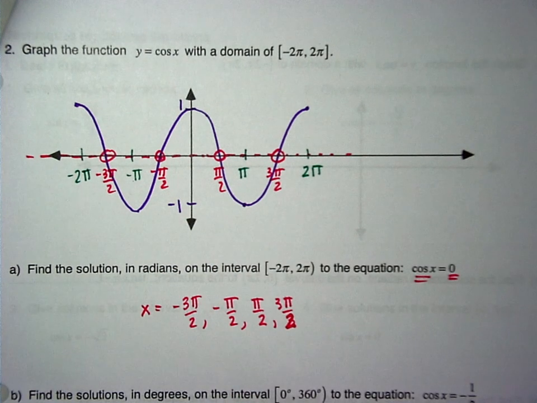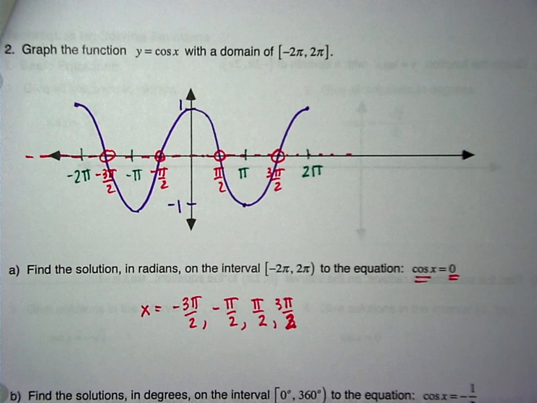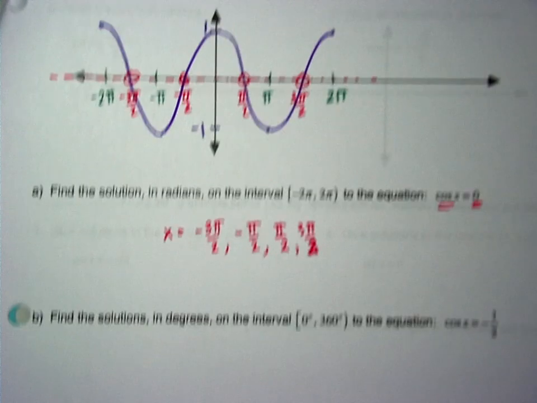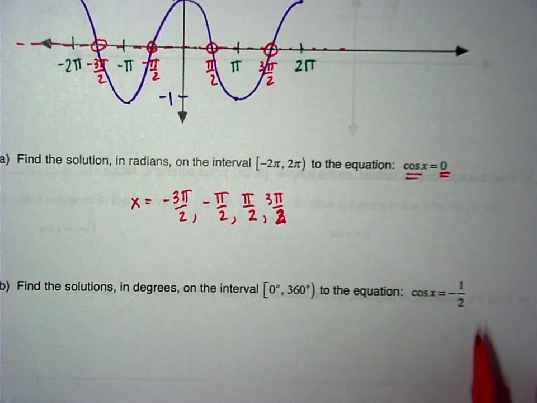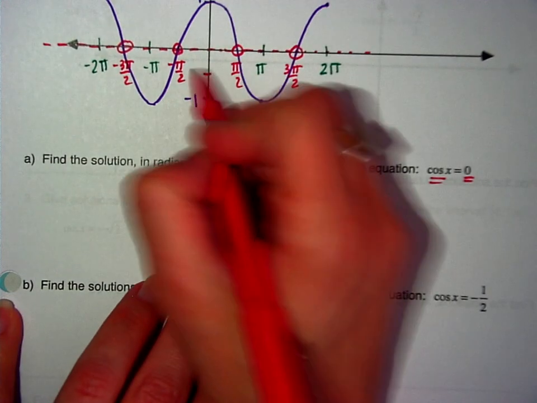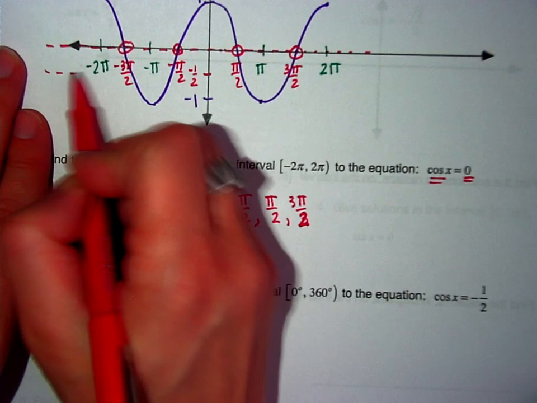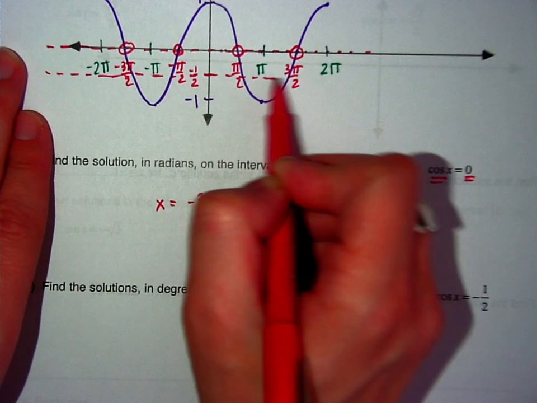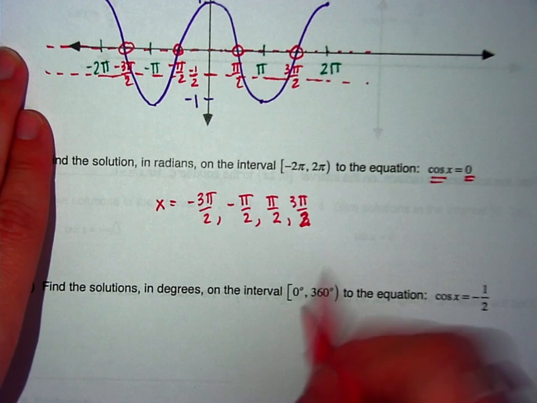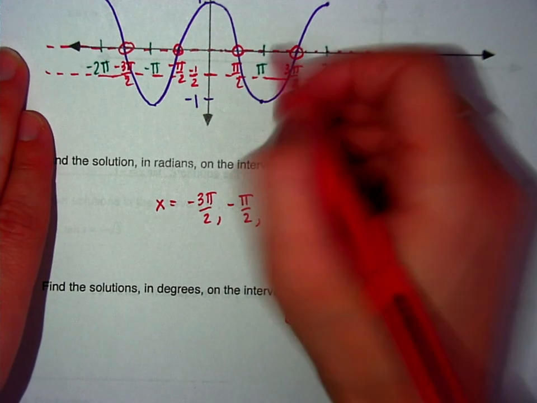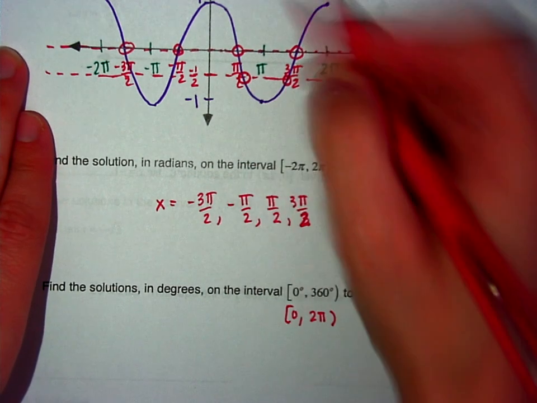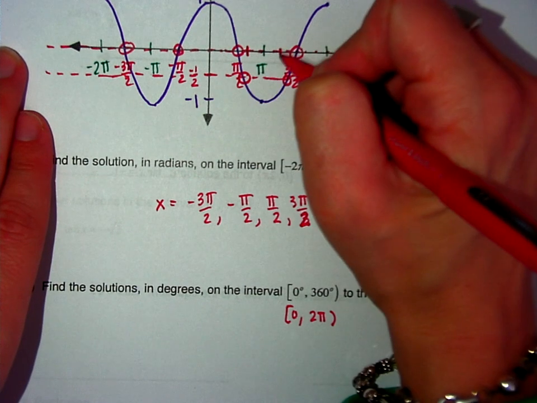And that's it for this first one. We're just checking when the cosine is equal to 0. All right, let's try part B. It says find the solutions from 0 to 360 in degrees now of when cosine is equal to negative 1/2. Okay, so let's go down here, negative 1/2, and draw that line. And this one, it only wants from 0 to 360. Well, that's the same as 0 to 2 pi. So it's really in just this interval here on the right. So it would just be these two values. So this one here and this one here.